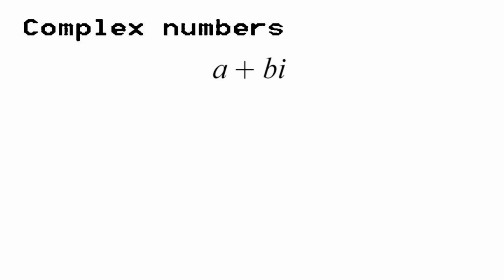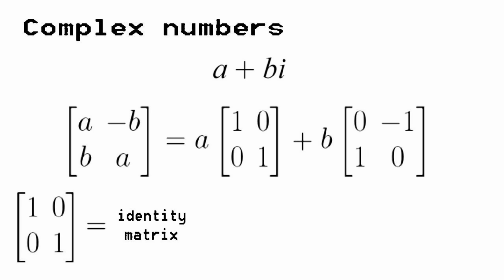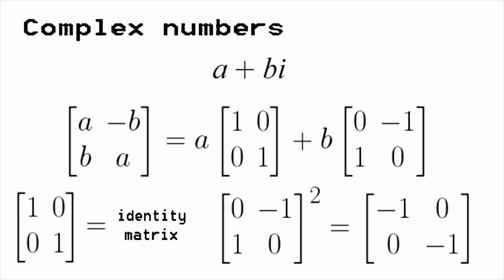Well, first construct a 2x2 matrix and fill it in like this, which can be written perhaps more clearly as this. This works because the first matrix is the identity matrix, and the second matrix, when squared, is -1 times the identity matrix. Thus, the matrix follows the multiplication rule of the complex numbers, and we can convert in and out of the two without losing anything.